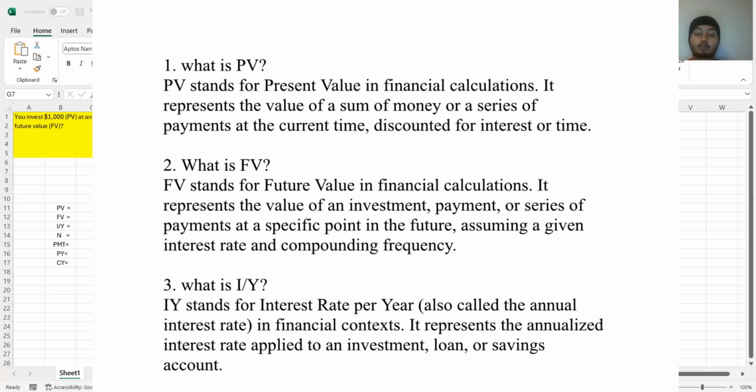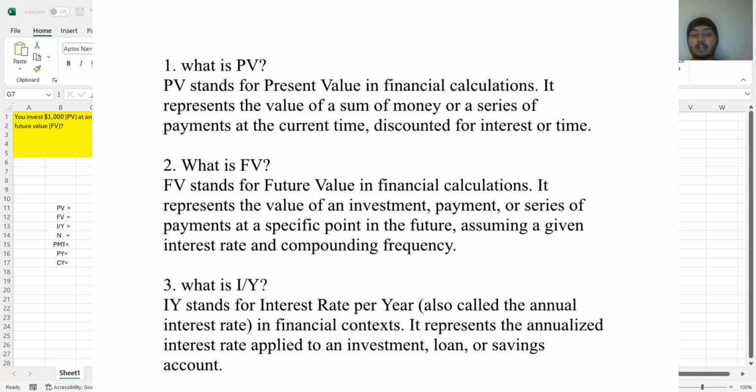PV stands for present value in financial calculation, and it represents the value of a sum of money or a series of payments at the current time, discounted for interest or time. Next, what is FV? FV stands for future value in financial calculation. It represents the value of an investment payment or a series of payments at a specific point in the future, assuming a given interest rate and compounding frequency.